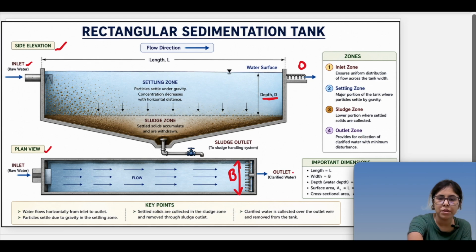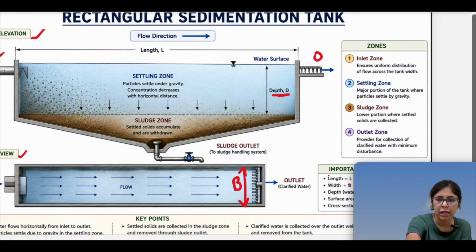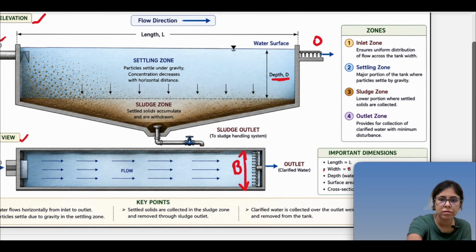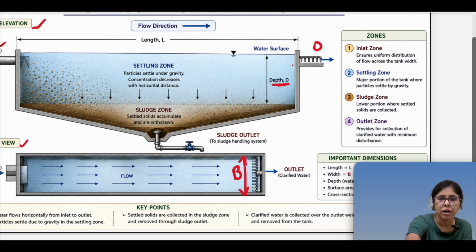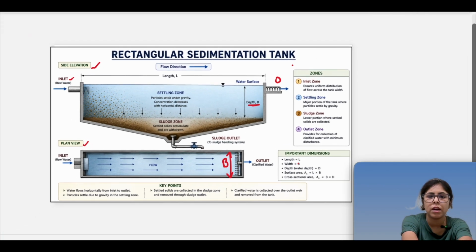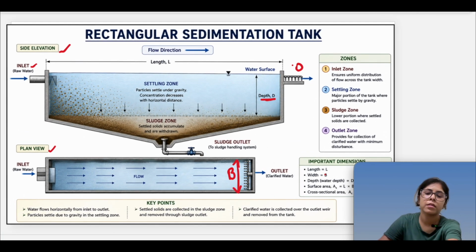The important dimensions we have are length, width and depth, and then surface area, right? Cross sectional area, we'll be seeing everything. And then you see that water flows horizontally from inlet to outlet. That's why it's a horizontal flow tank. Settled solids are collected in the sludge zone, we already know that, and removed from the sludge outlet. Clarified water will be collected from the outlet point.